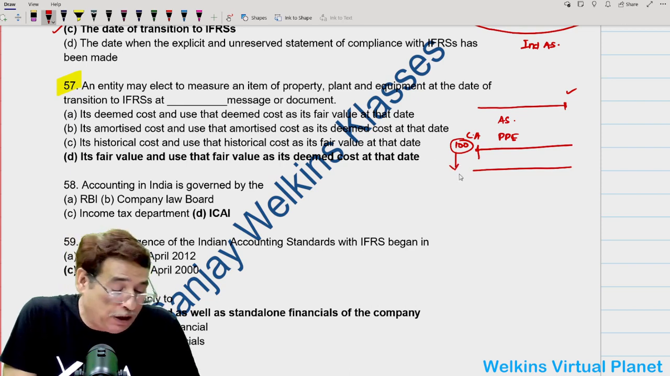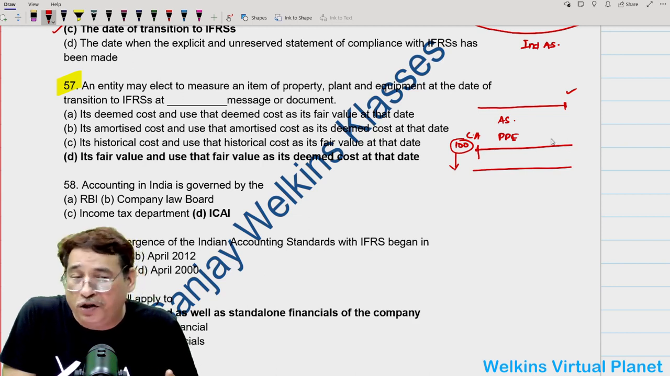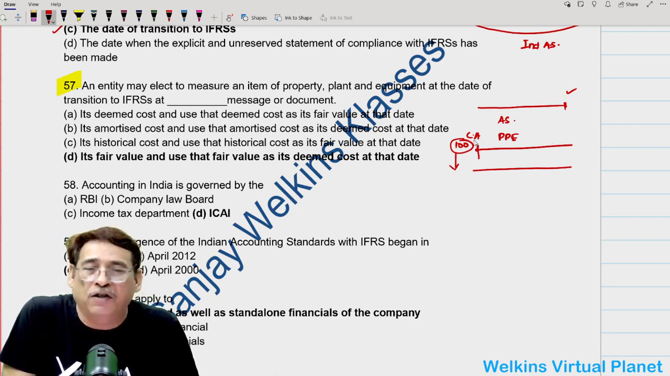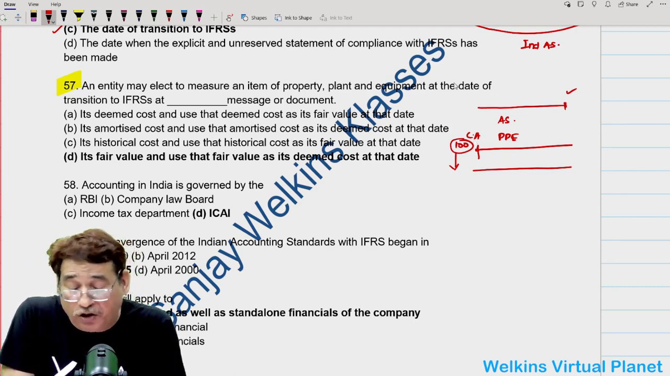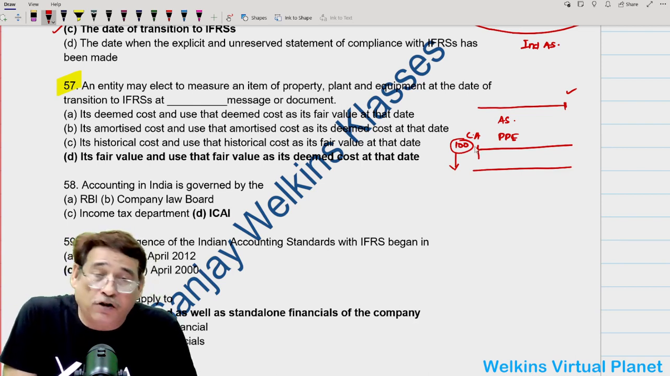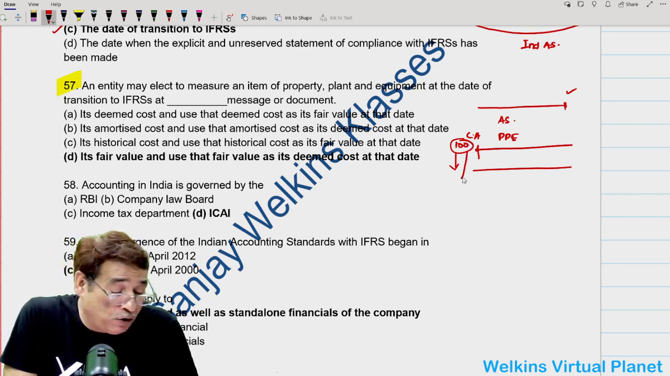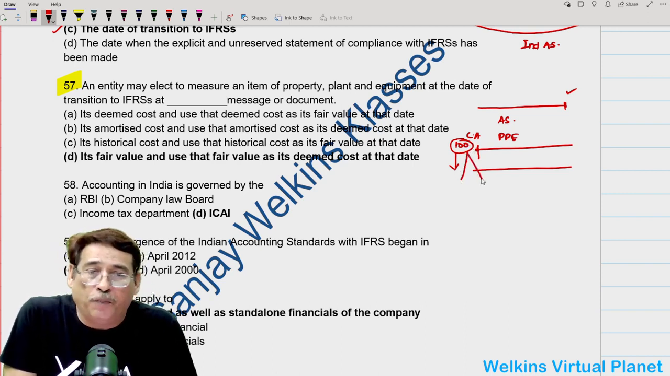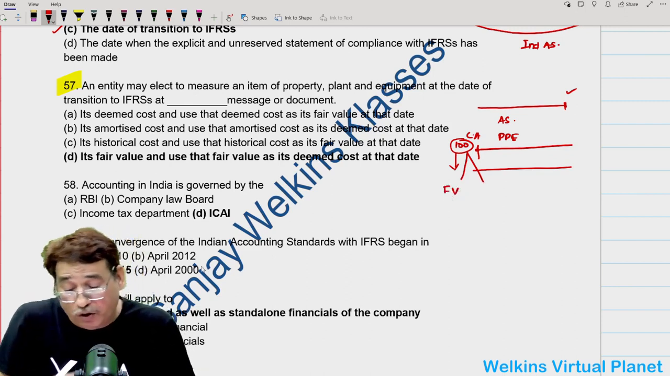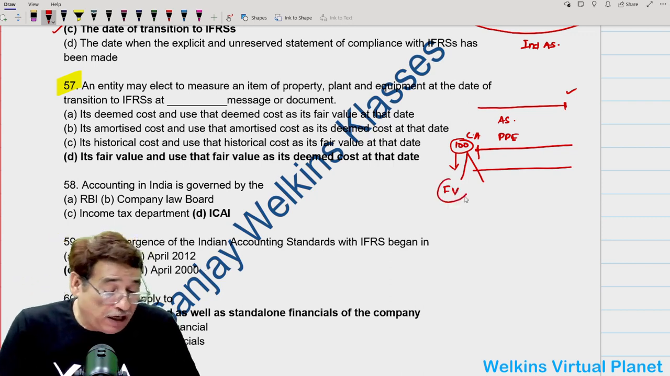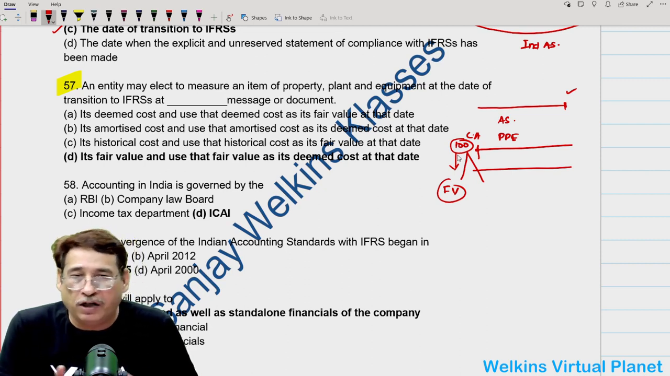Now, because we are moving over to Ind-AS, the question is asking at what value you will reflect the property, plant and equipment on this date, because from this date onwards you are going to adopt Ind-AS. This is your date of transition, let us say. So the question is asking an entity may elect to measure property, plant and equipment at the date of transition. So on the date of transition, whatever carrying amount is there, you have the right to record property, plant and equipment either at fair value, or simply at carrying amount. You can consider carrying amount as the transition value, or you can take the fair value.